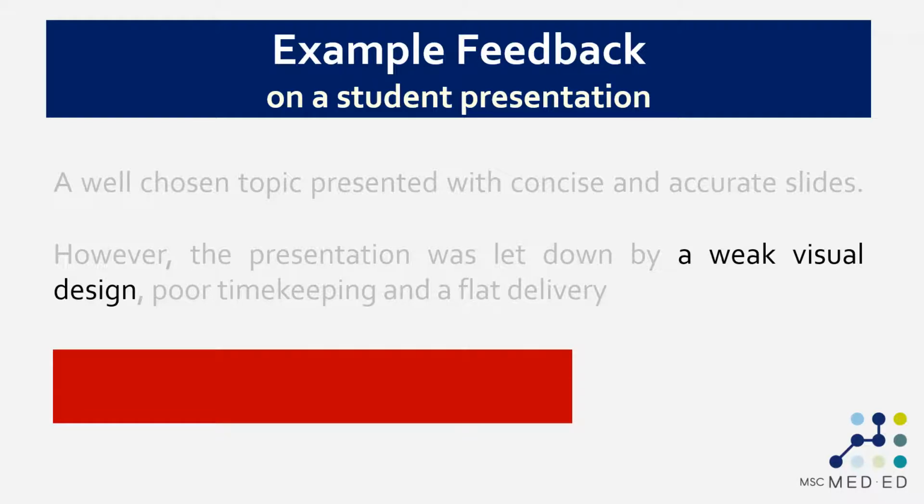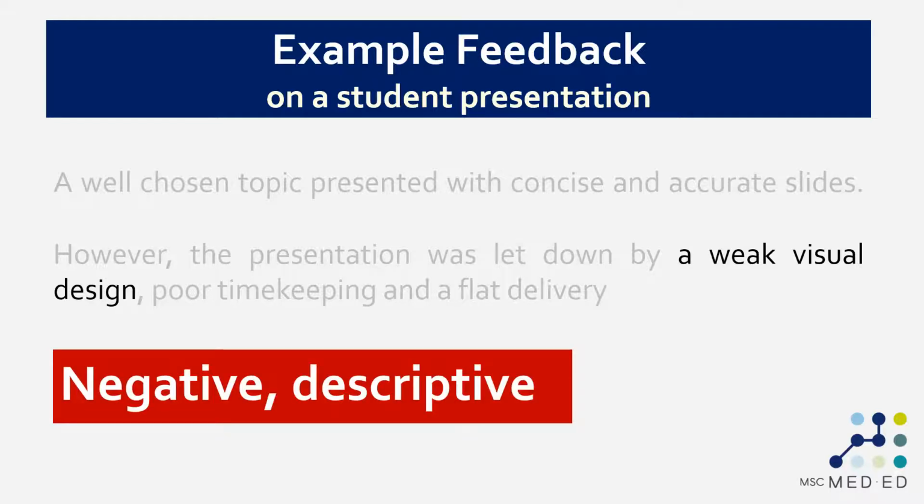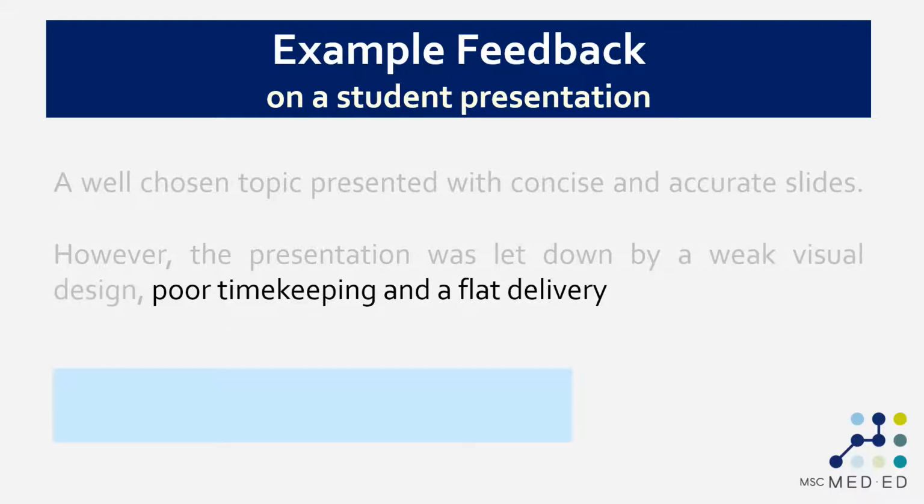visual design. This, as you can probably tell from the red bar, is negative descriptive feedback. It's all very well telling someone that they've picked a weak visual design, but what does weak mean in this context? It's far better if this could be qualified and explained so that the learner knows what to do next time. These last two statements then about poor timekeeping and a flat delivery might initially appear to be simple, negative but qualified feedback, but they're actually negative and constructive.